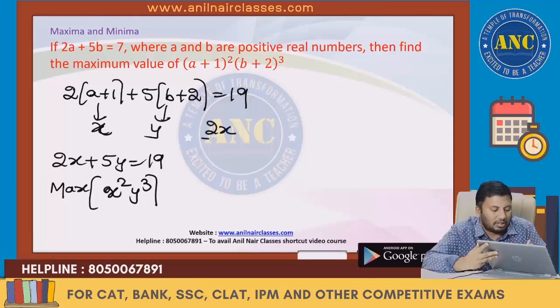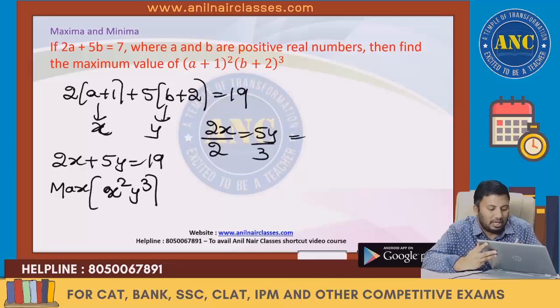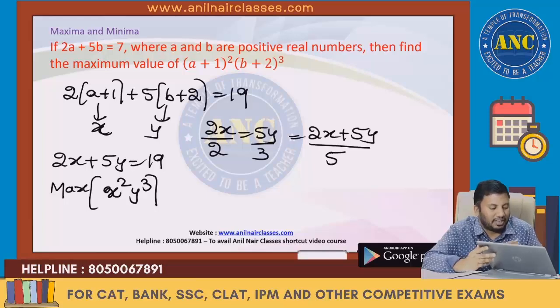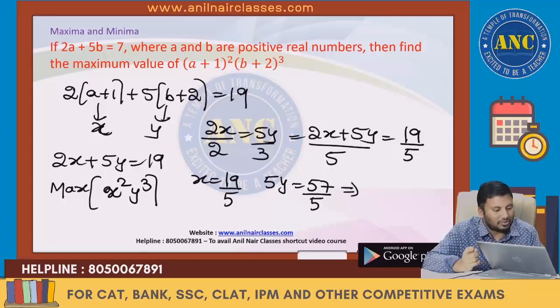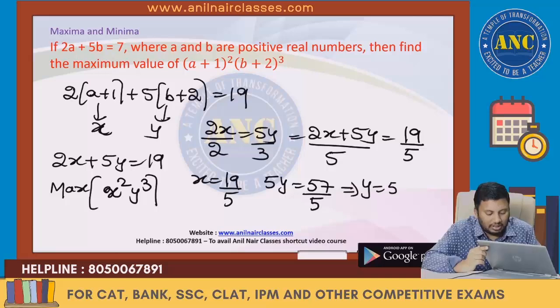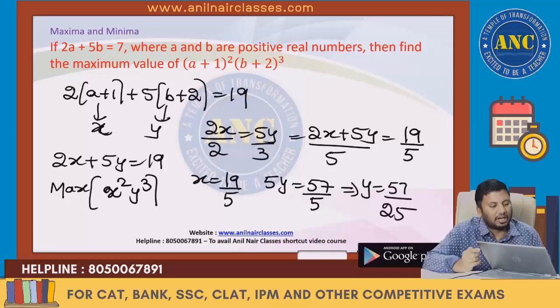So, this is nothing but 2x/2 = 5y/3 = (2x + 5y)/(2 + 3) = 19/5. So x is nothing but 19/5. 5y is nothing but 57/5. So y, which is b plus 2, is nothing but 57/25. I hope it is clear.